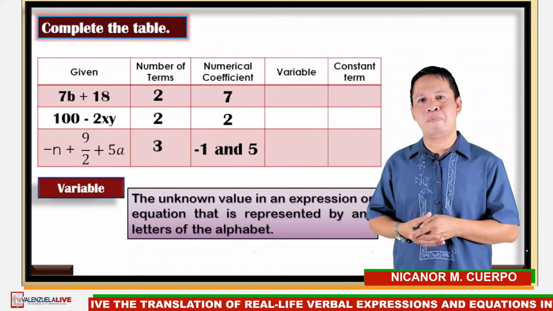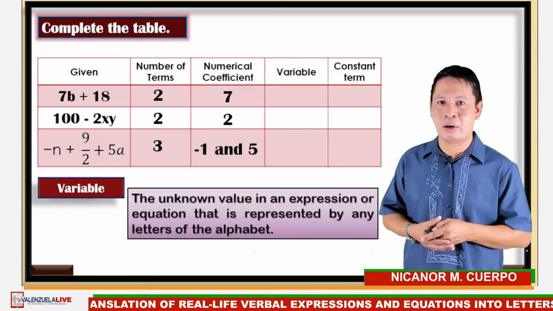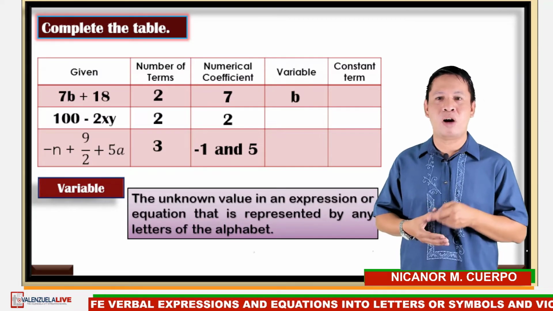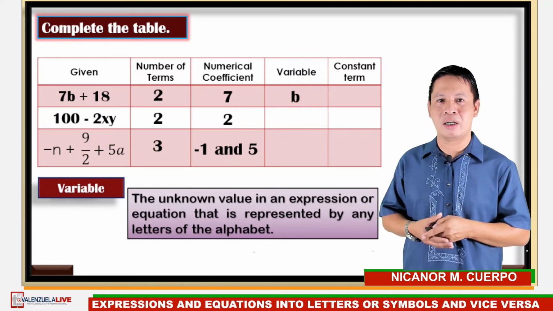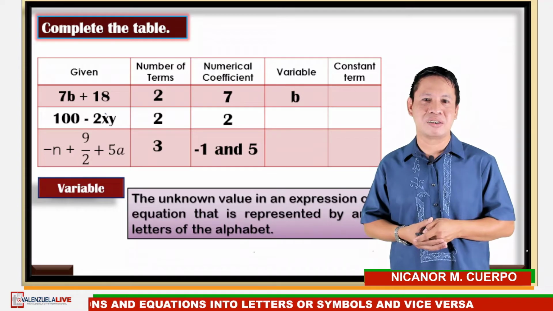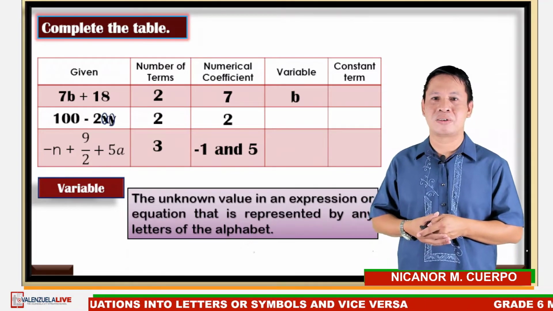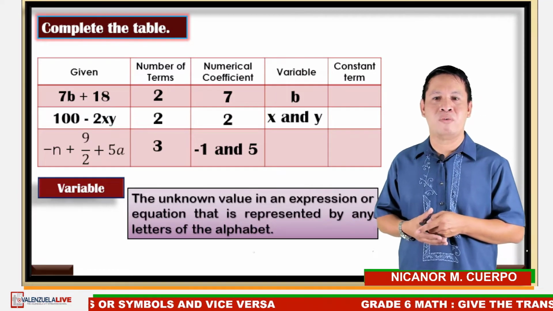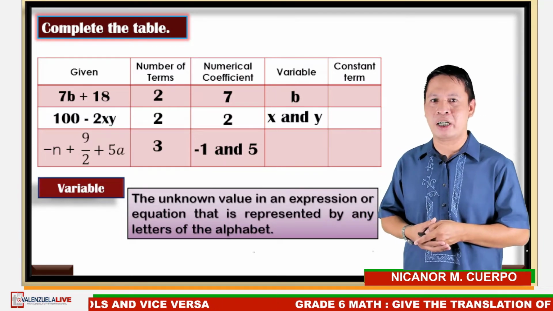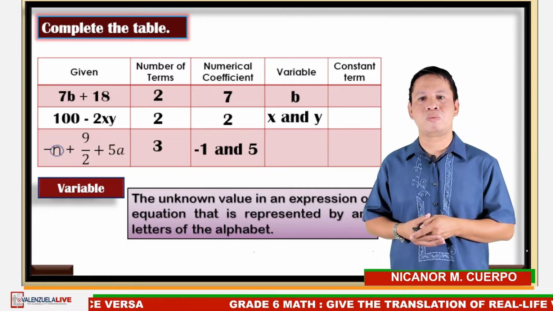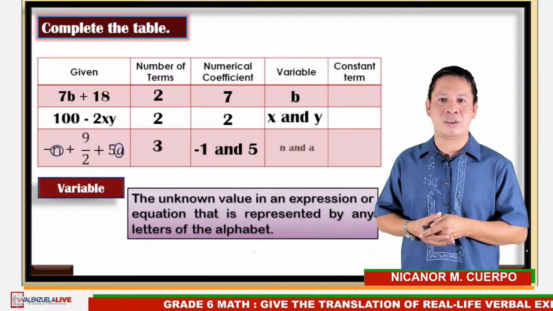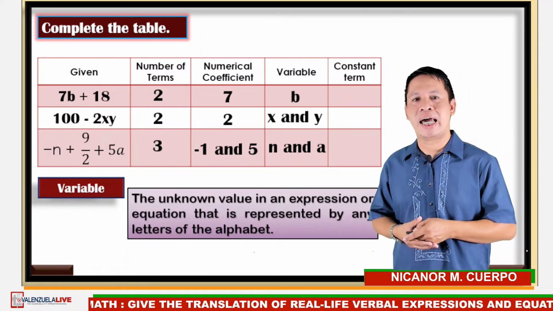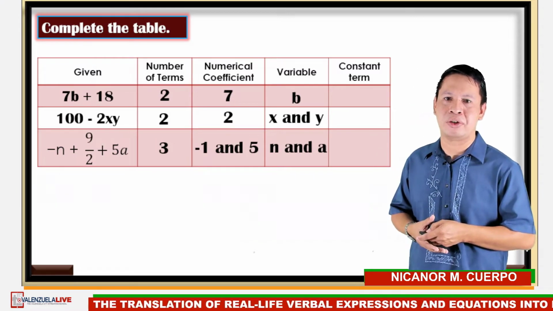So for 7b plus 18, what is the variable? Correct, that is b. For 100 minus 2xy, what are the variables? Correct, that is x and y. For the third expression, what are the variables? Correct, so that is n and a. Now, for the last column, we're going to identify the constant term.